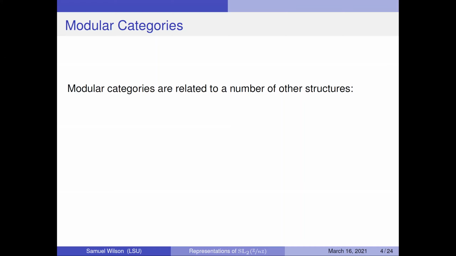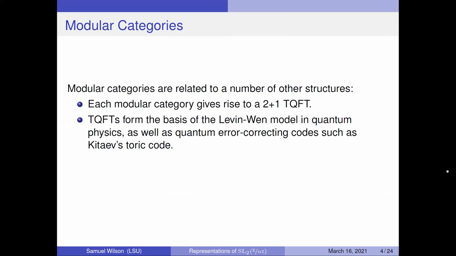Modular categories show up in a bunch of different areas in math and physics, but here are a couple of examples. If we have a modular category, we can use the information in that category to construct a 2+1 topological quantum field theory, and we can then use that for a bunch of different things. For instance, we have what's called a Levin-Wen model, which is a model for describing topological phases of matter in quantum physics. That can then be extended to create quantum error correcting codes, the most well-known of which is Kitaev's toric code.